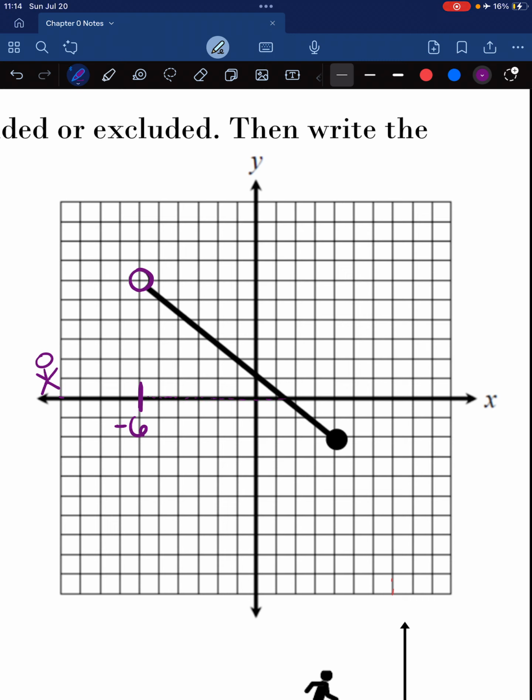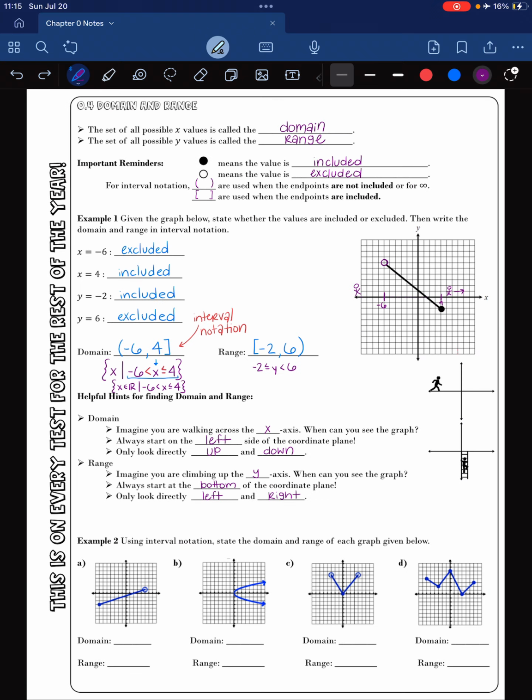And then I keep walking along, I still see graph, I still see graph, I still see graph, and then this is the last time I'll be able to see the graph, because if I keep walking this way, I'm not going to see anything else on the graph there.